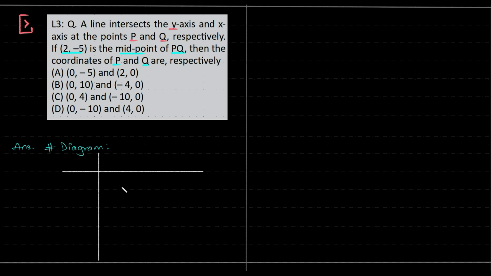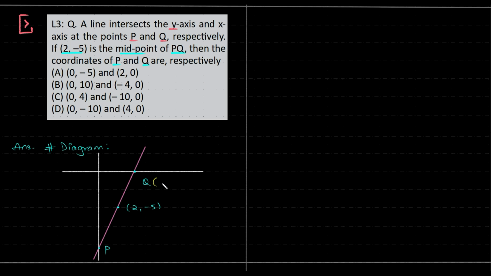Say we consider the line to be something like this. No, let me draw a proper line, something like this. So what they're telling us is we have points P and Q. So this is Q, sorry, and point P. We don't know the coordinates, but we know that the midpoint of this, the middle of this, is (2, -5). So we have to figure out the points P and Q. How will we do this? What else do we know?